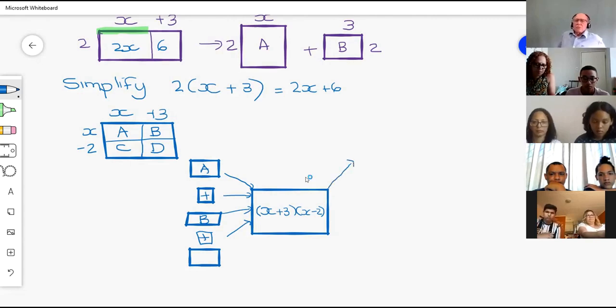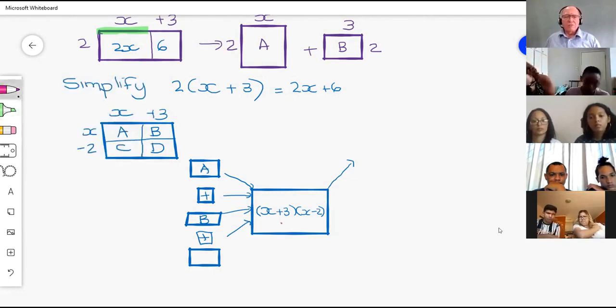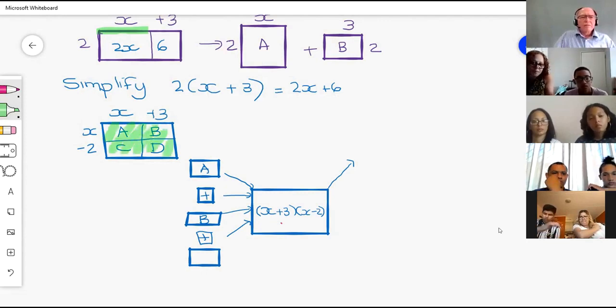Belinda, just for Candice and Azzy's purpose, explain to us how you got to x plus 3 in brackets times x minus 2 in the middle block. Okay, we want the area of the big green rectangle. Agree? Candice, you with me on this one? Yes. Okay.